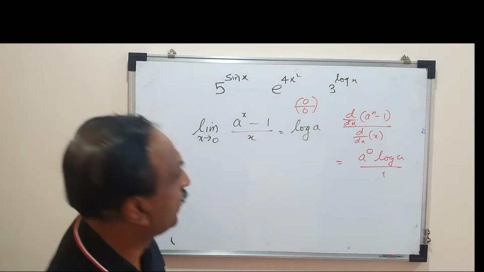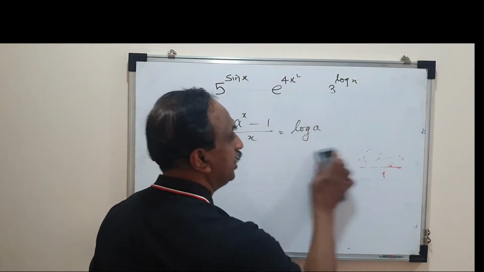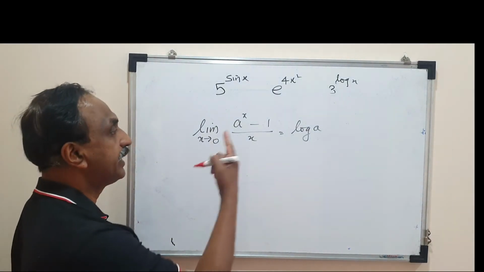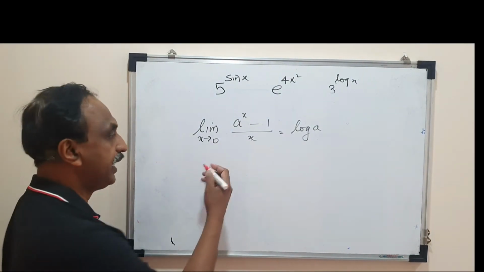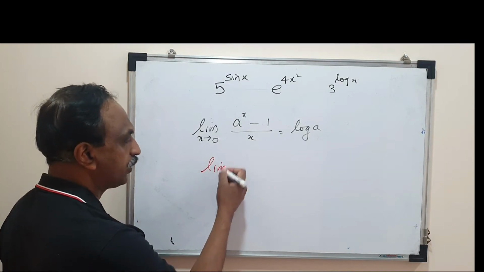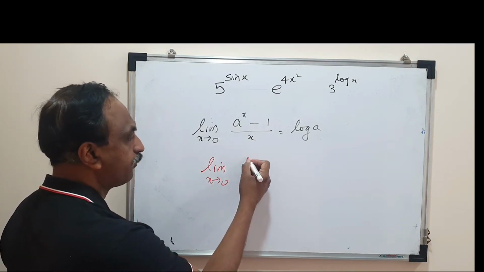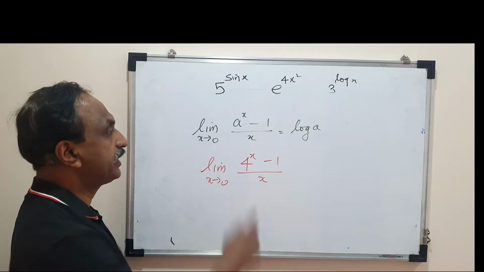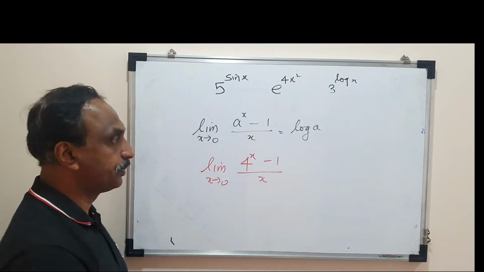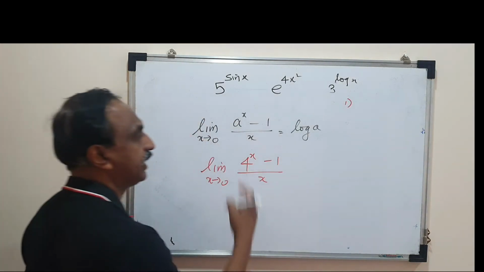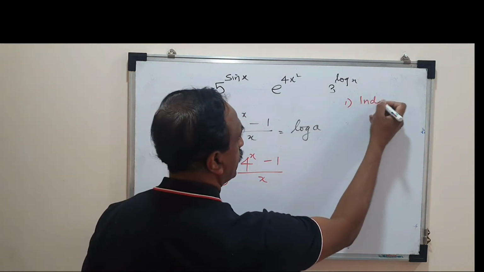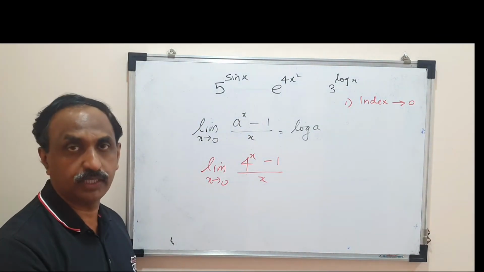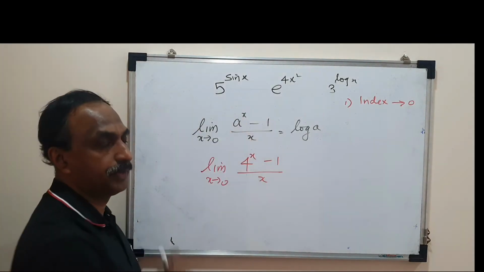Now, if you want to apply this formula directly without applying the derivative method, the L'Hopital's rule, we can directly calculate the limit in this manner. Limit x tending to 0, let's say 4 raised to x minus 1 upon x. If I want to apply this formula, what are the criteria that should be satisfied? First criteria, the index should tend to 0. What do you mean by index? The power of the constant should tend to 0 when you apply the limit.